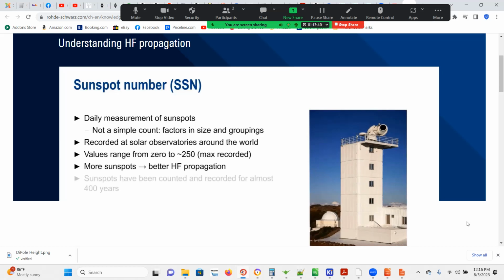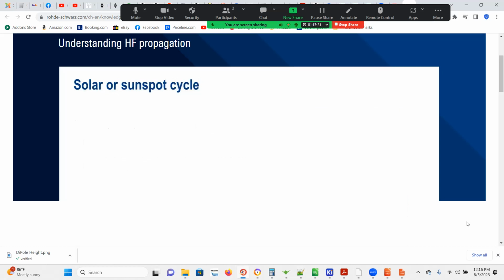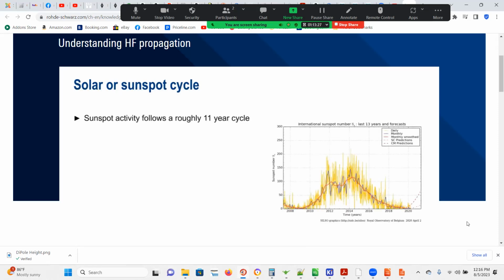It's also worth noting that sunspot data have been collected for almost 400 years, giving us valuable information on how the number of sunspots changes over time. And sunspot numbers do change over time. In fact, sunspot activity follows a roughly 11-year solar or sunspot cycle, as shown in this graph.